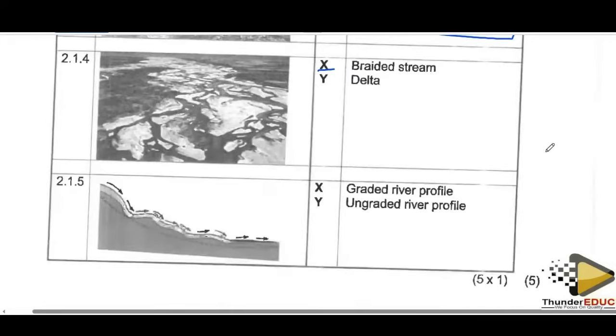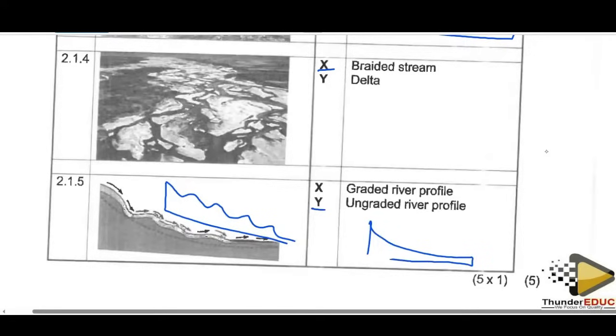2.1.5, graded river profile or ungraded river profile. So this is going to be an ungraded river profile. Because with ungraded, we see the profile is not smooth. It's like this. It's not smooth, which is typical of an ungraded profile. If it was graded, it was supposed to have a smooth profile throughout. You see? So this profile is smooth, which we refer to as graded.